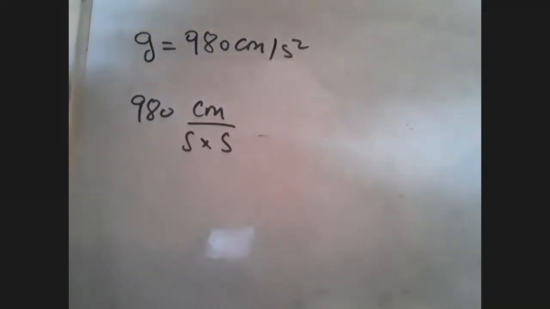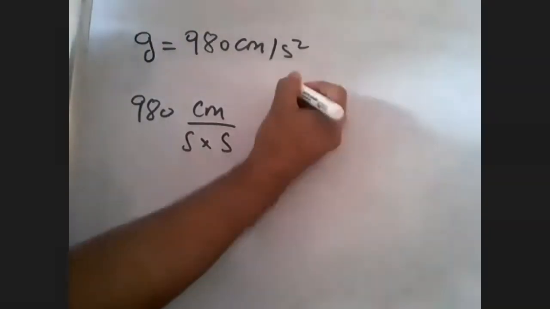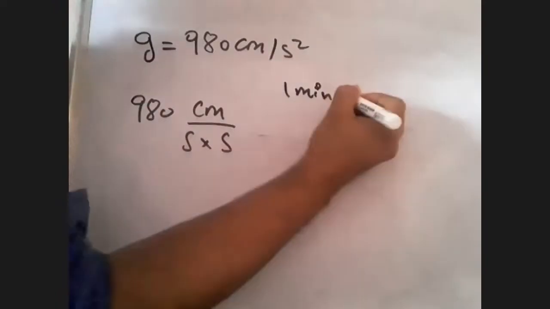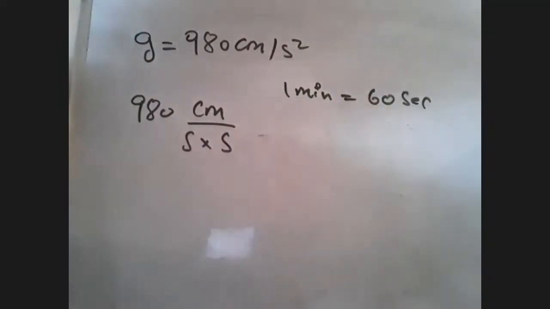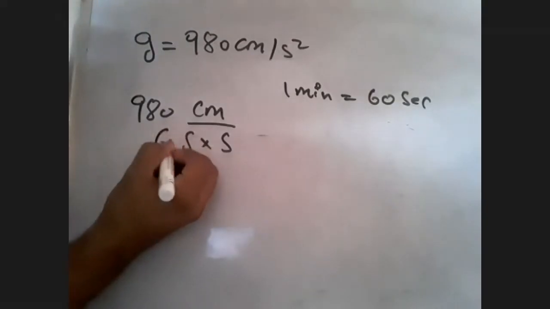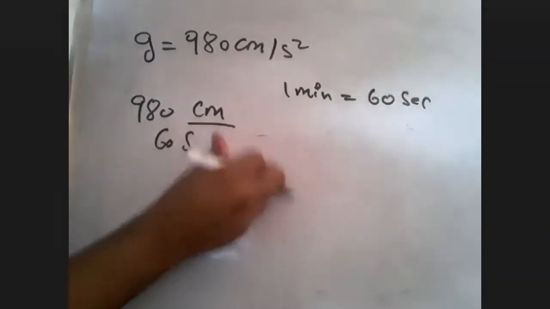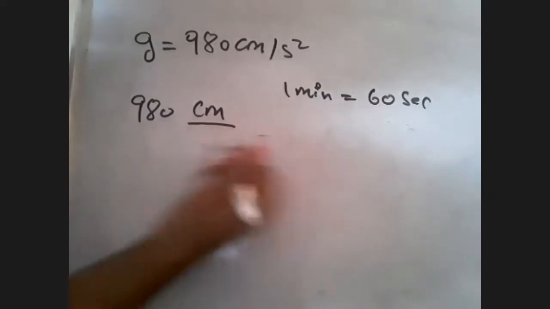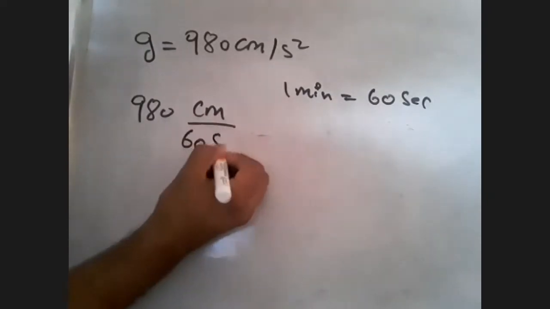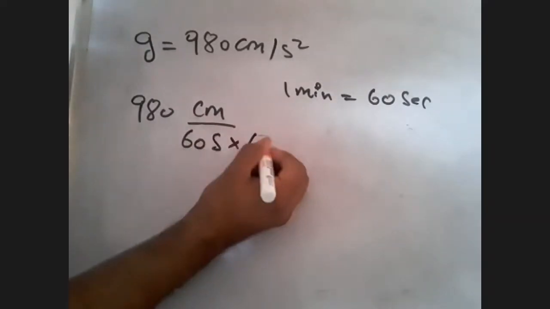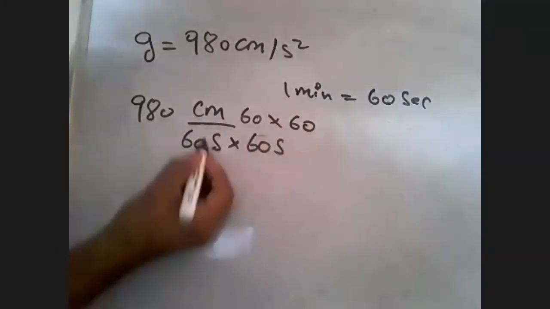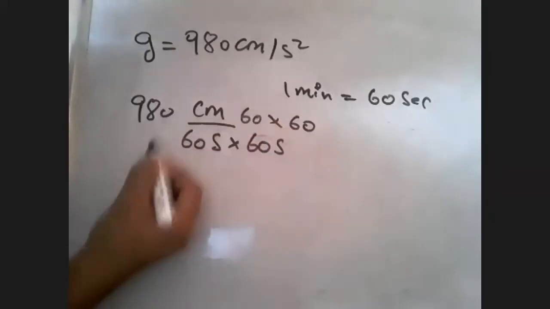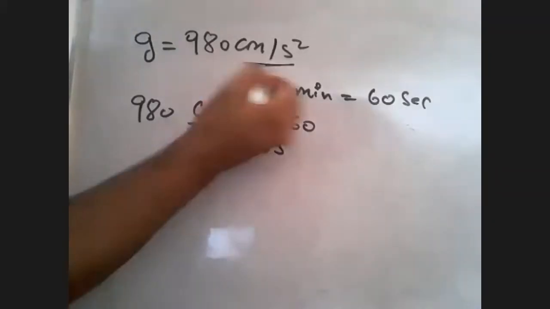1 minute is how many seconds? 60 seconds. Yes or no? 1 minute is 60 seconds. So I divide and multiply by 60 over here and by 60 over here. Look here, this was s into s, so I will write 60s into 60s upon 60 into 60. So this 60, 60 anyways gets cancelled, isn't it? It is the same thing as centimeter upon second square.